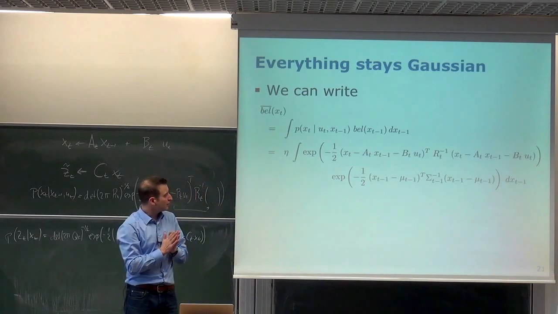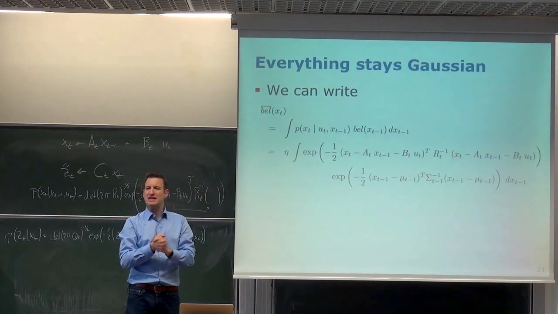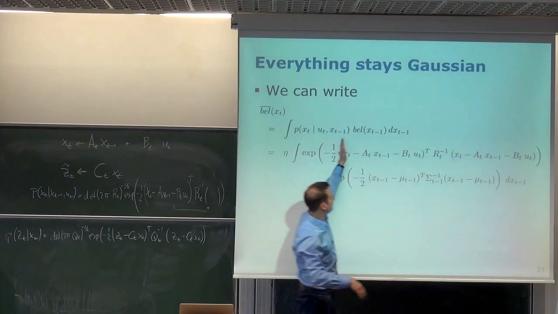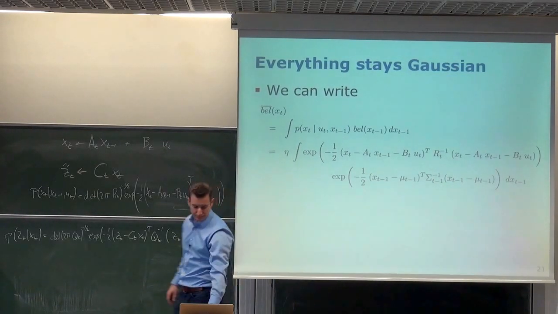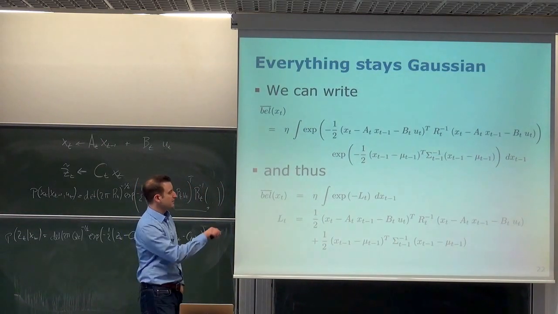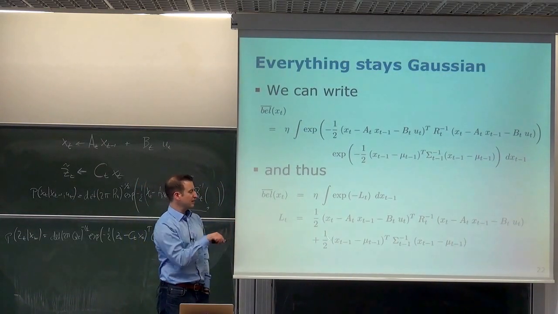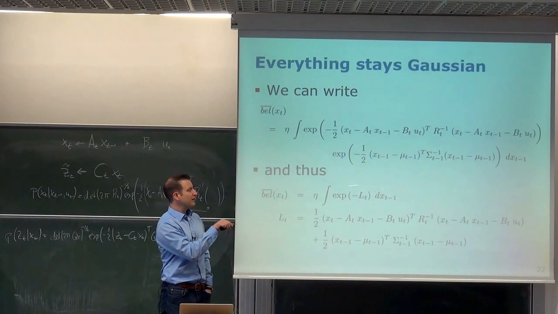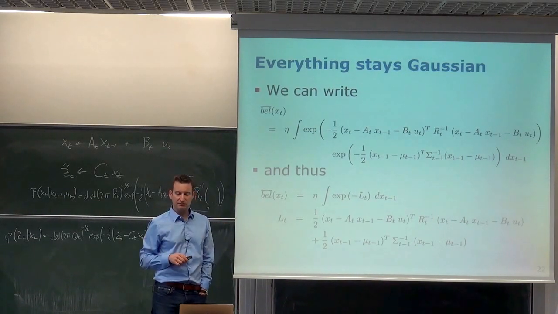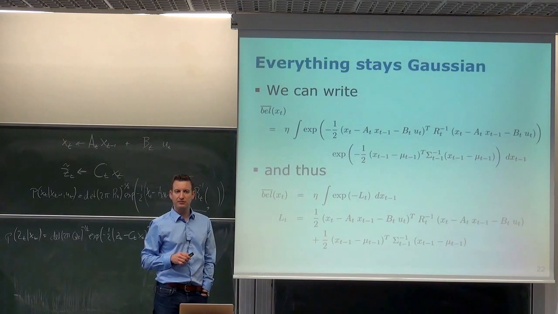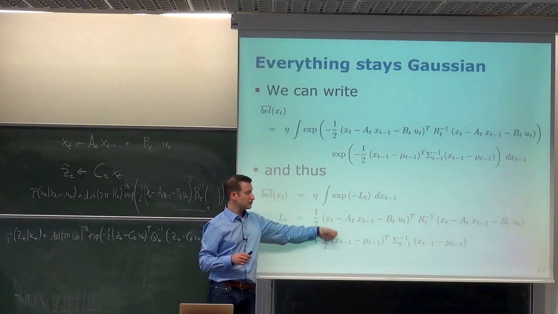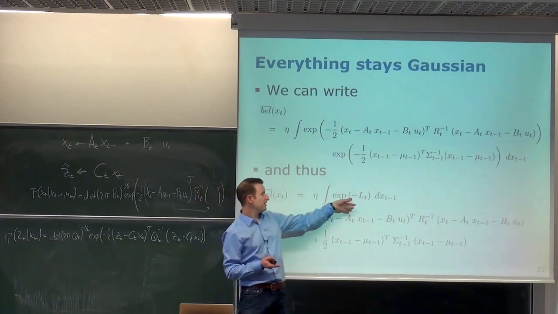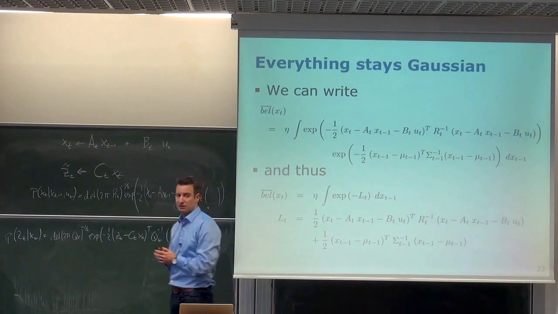So what I can do is, let's simply define a function L and put all the stuff in here into this function L. I can define this L_t, which looks exactly like this, and then this is my belief, right? So the only thing I've done is define this magic L, a function which contains these two terms, and then this is how my Gaussian distribution looks.